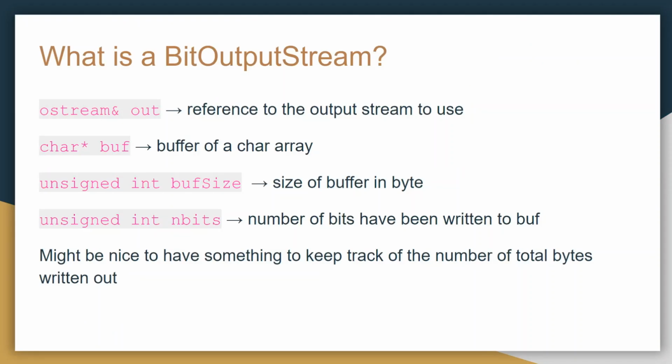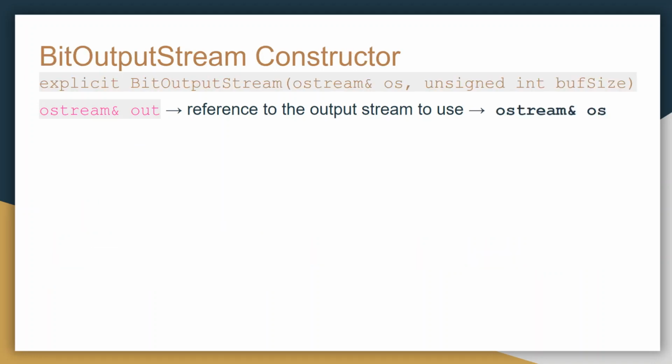So what is a BitOutputStream? It consists of a reference to an output stream to use, a character array which will represent our buffer, the size of the buffer in bytes, and the number of bits that have been written to that buffer. It might also be nice for you to have something to keep track of the total number of bytes written out. That's a suggestion, but it's not a field that already exists. But it could help you.